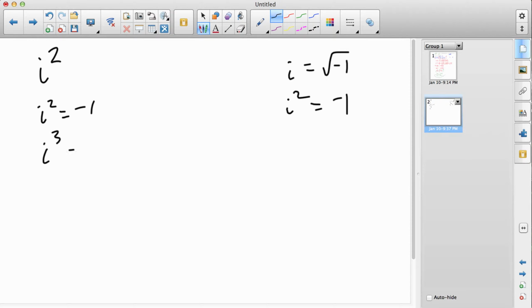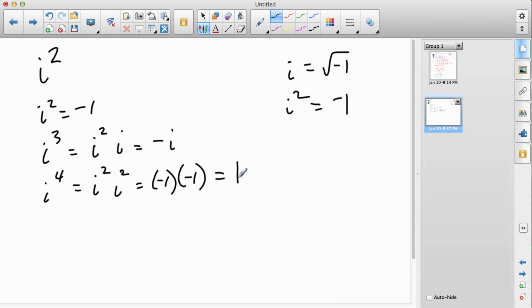What if you have i cubed? Well, that would be the same as i squared times an i. But I know i squared is -1, so I could simplify that and just call that -1i, or just -i. I guess I could say negative the square root of -1, but let's just keep things in i's. Now if I have i to the 4th, that would be i squared times i squared. So that's -1 times -1. That'll give me a +1.